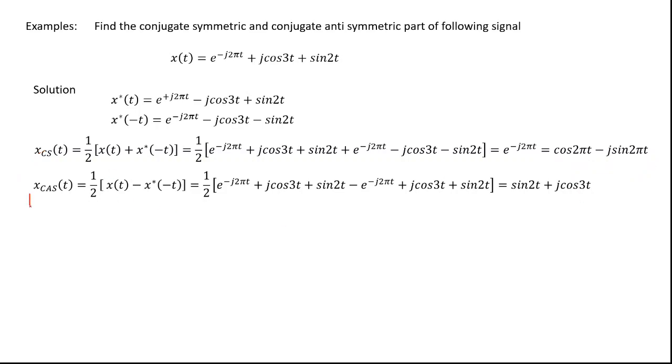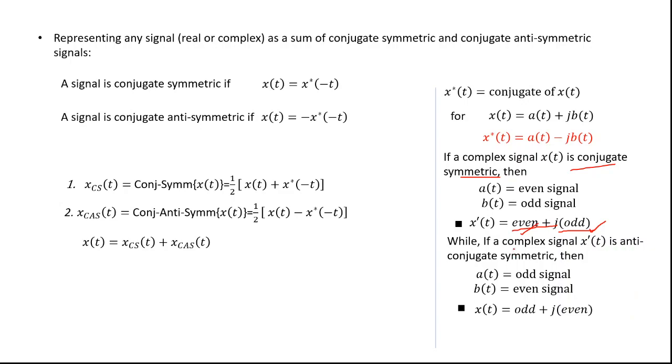Similarly, in the case of a conjugate antisymmetric signal that we obtain, you can see the real part is an odd signal while the imaginary part is an even signal. As we can see, a complex signal is conjugate antisymmetric if its real part is an odd signal and the imaginary part is an even signal.